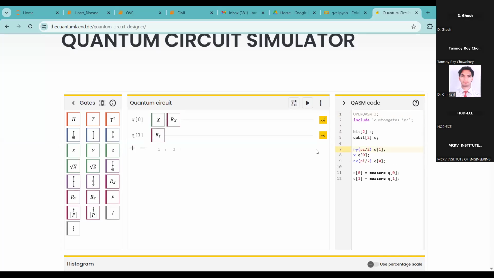Now I wish to tweak this. So you can see here in the program, RY pi by 2 is written. So what I'll do is I'll put a 0.6.